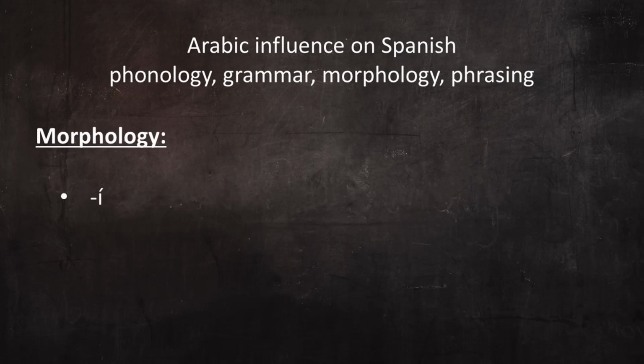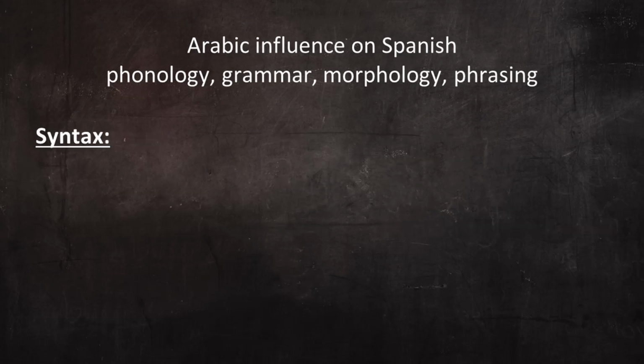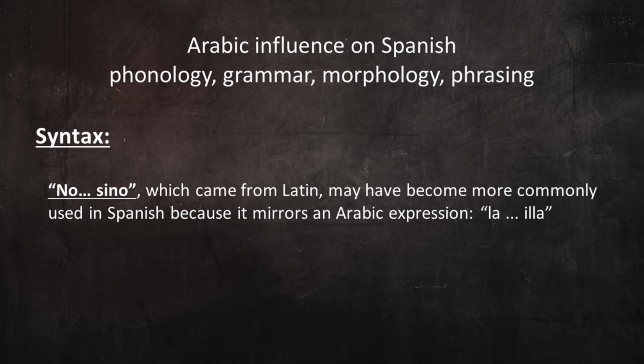Morphology. A Spanish morpheme borrowed from Arabic is the accented I at the end of a word denoting relationship or belonging. It's mostly used to refer to people from certain places. In modern Spanish, this suffix is mostly seen when discussing medieval history or with certain modern Middle Eastern or Northern African place names. Syntax. Some authors believe that the Spanish construction no, sino, which came from Latin, may have become more commonly used in Spanish because it mirrors an Arabic expression.